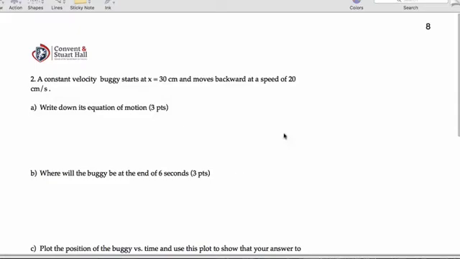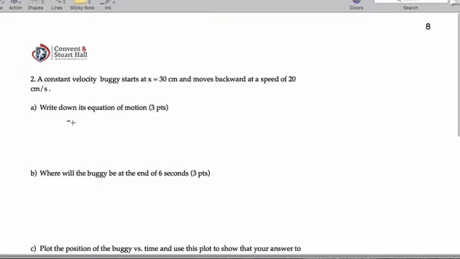All right, problem number 2. A constant velocity buggy starts at 30 centimeters and moves backwards at a speed of 20 centimeters per second. And it says write down its equation of motion. Let's be clear. For part A here, there's nothing to solve. I'm asking you essentially for the equation of the line that describes the position function of this constant velocity buggy.